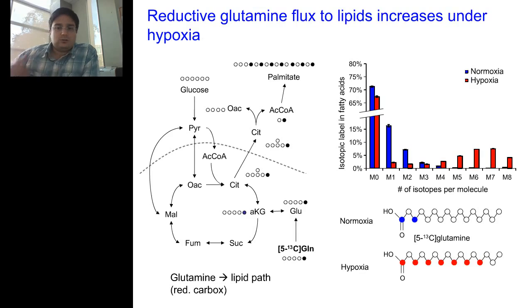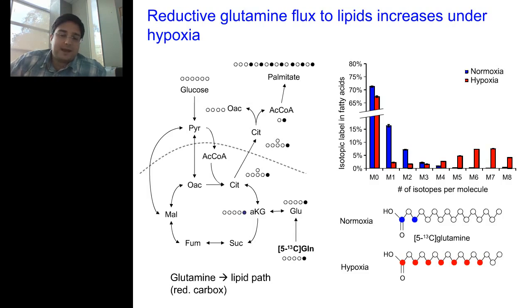But one interesting thing we saw is that when we place cells under hypoxia, this pattern switched, and we saw a very significant enrichment of our isotopically labeled glutamine carbons into newly synthesized fatty acids, such that under hypoxia, the majority of the lipid carbon came from glutamine, which was actually metabolized in this reductive pathway, such that it's metabolized in the reverse direction of the Krebs cycle, as is normally thought to be the case.